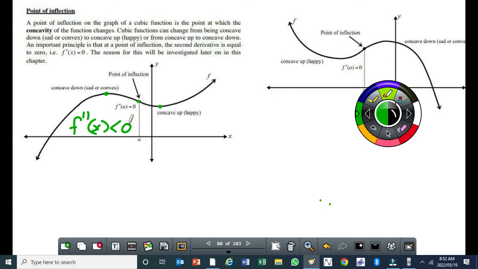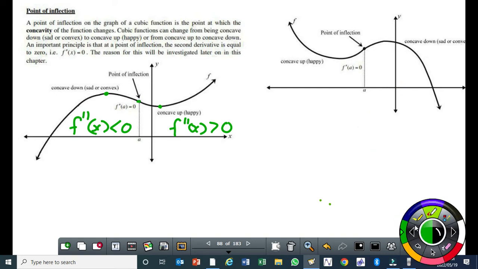When it's concave up, it means that our second derivative, which we are going to find later on, is going to be positive. So the point of inflection, just to summarize, is a point where the graph starts to change in terms of its concavity, that is, from concave down to concave up, or from concave up to concave down. In that case, we use the second derivative to do the analysis on the point of inflection or concavity.